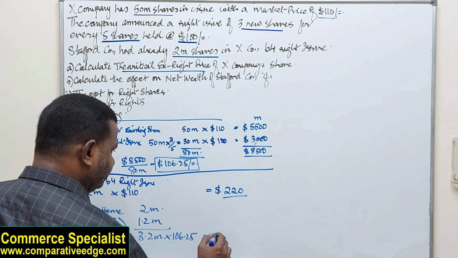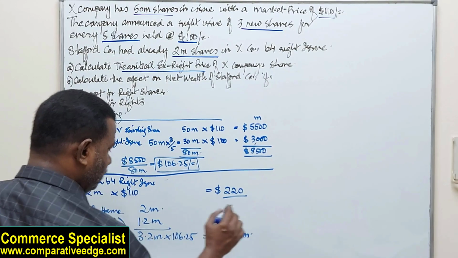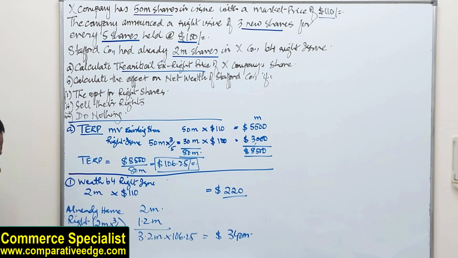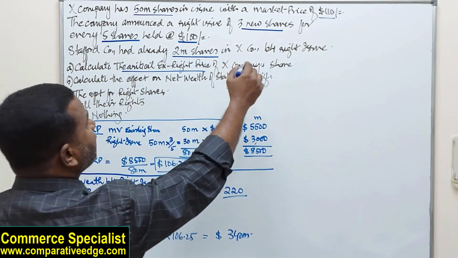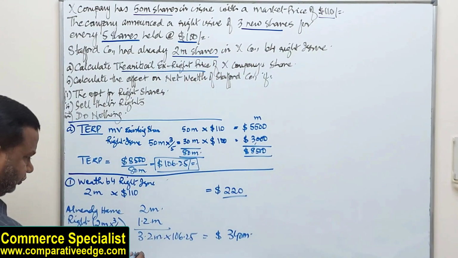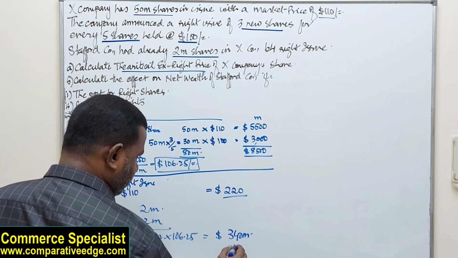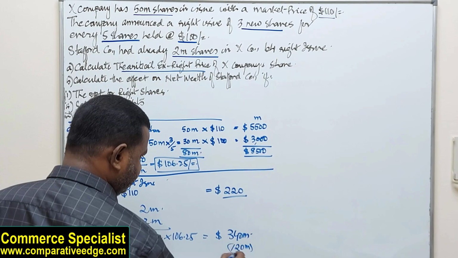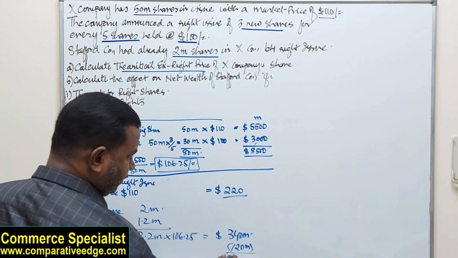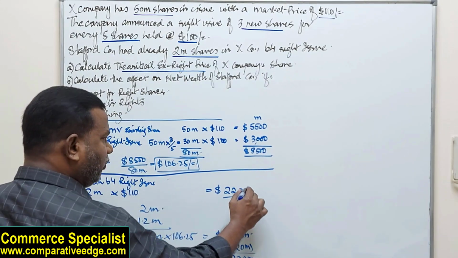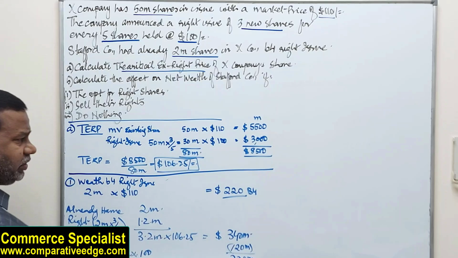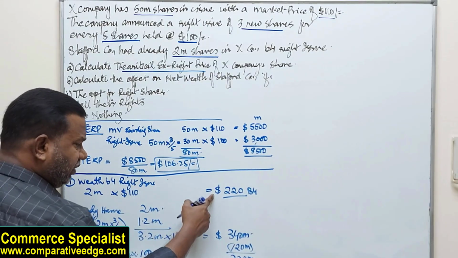So this will give you 340 million. But remember, you are buying rights shares. When you're buying, you have to pay. You're buying 1.2 million shares and the price quoted is 100. So you minus 120 million from here. So how much are you left with? 220 million.